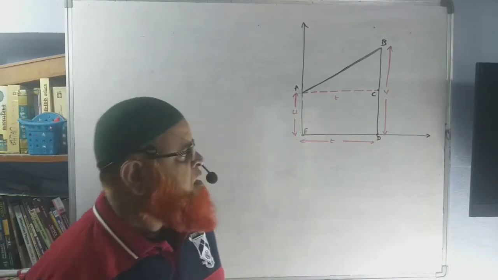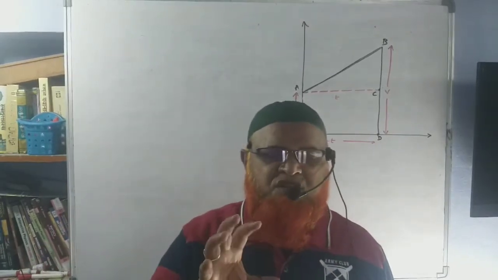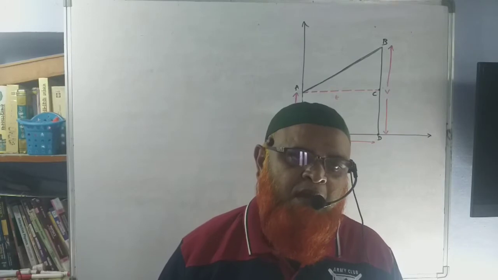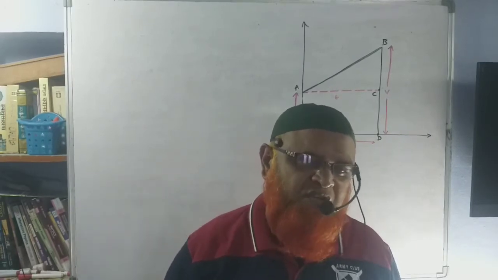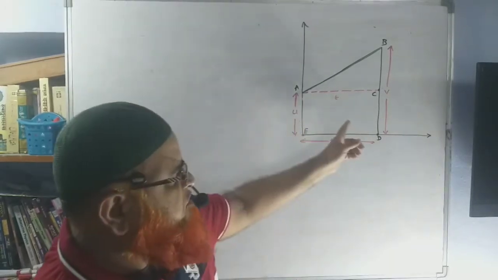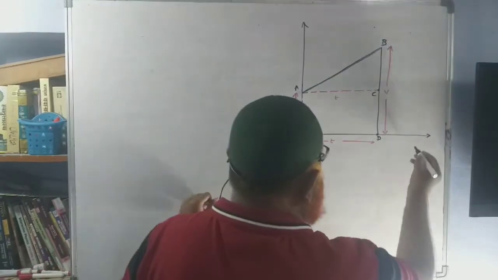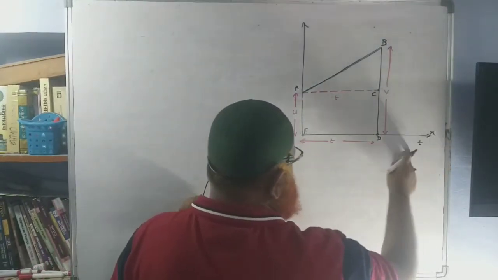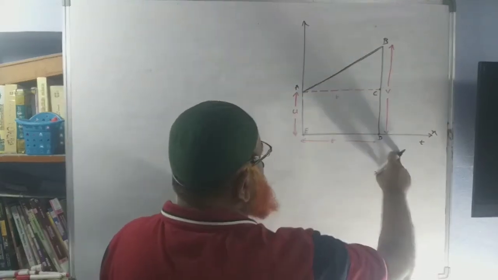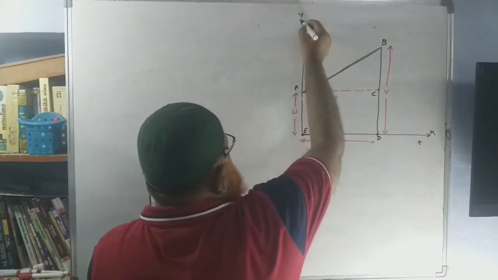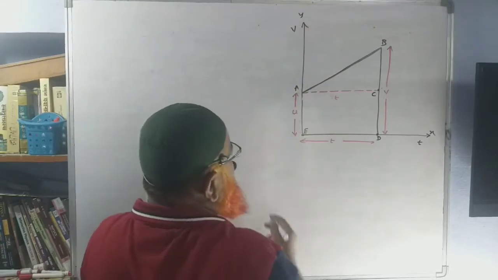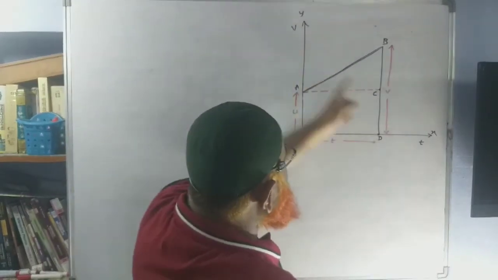Okay, students. Today we are discussing equations of motion by using graphs. How are we going to discuss equations of motion by using graphs here? We shall discuss what is the meaning of this graph. For example, I am taking this x-axis as the time axis, and this y-axis is going to be the velocity axis. So this is called a VT graph here.